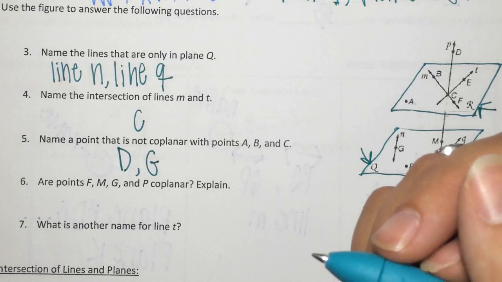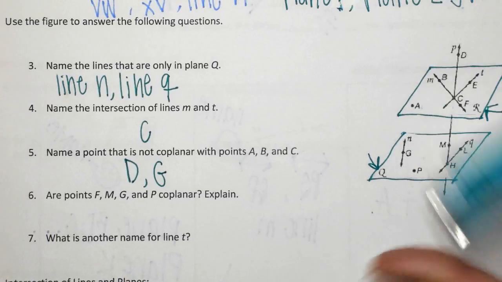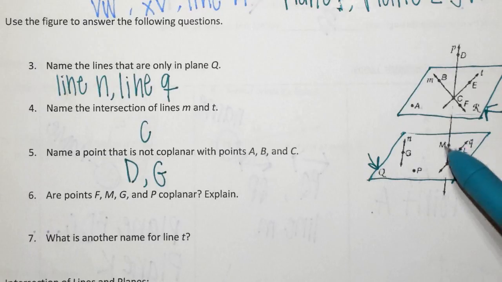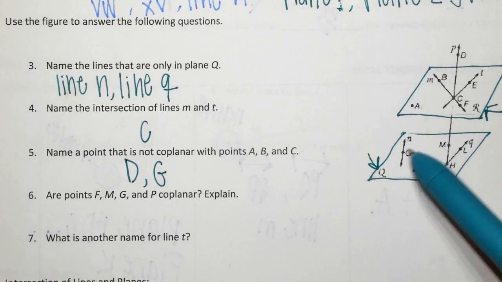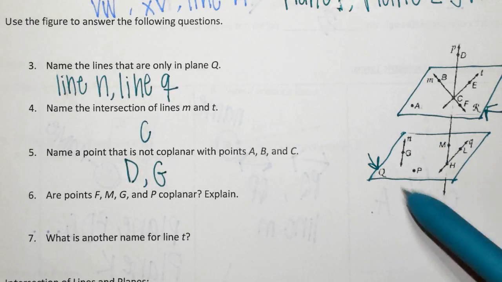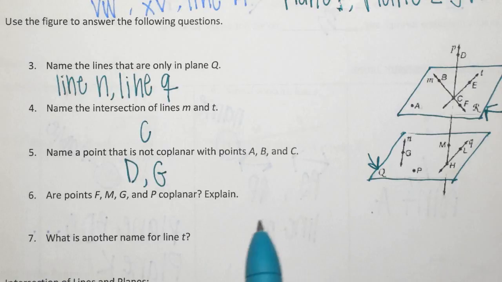Okay? Are points F, M, G, and P coplanar? Well, let's find F. Here's F. M, where's M? Well, it's down here. G, here, and P. Are those all coplanar? No. Why, Tyreek? Because they're not in the same plane.